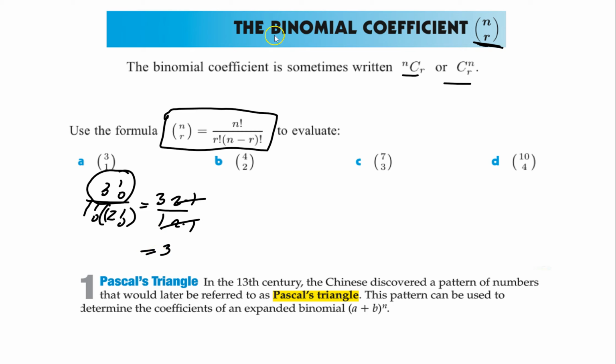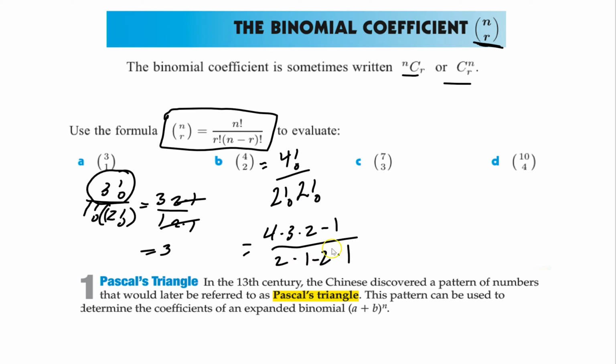Let's do a harder one. Let's do 4 over 2. Using the formula, it's 4 factorial over 2 factorial, and then subtract them. 4 minus 2 is 2 factorial. So the top is going to be 4 times 3 times 2 times 1. The bottom is 2 times 1, and that one's 2 times 1. These cancel. It's times 1. And over here you can reduce if you want. Let's just multiply. 12 over 2, which is 6.